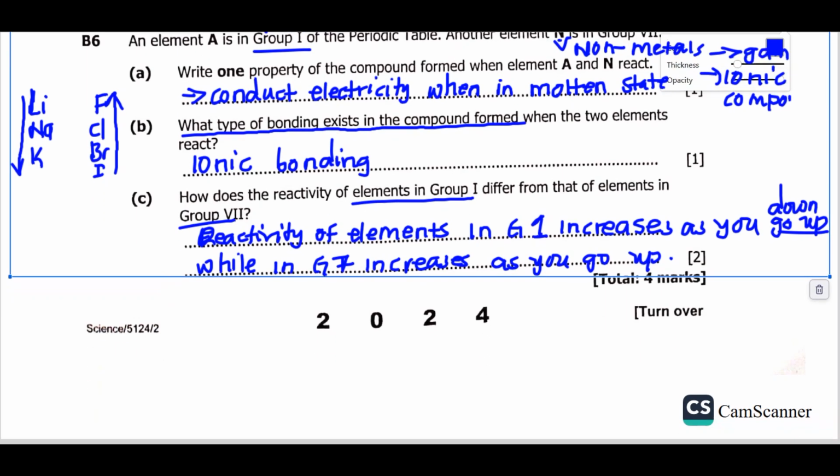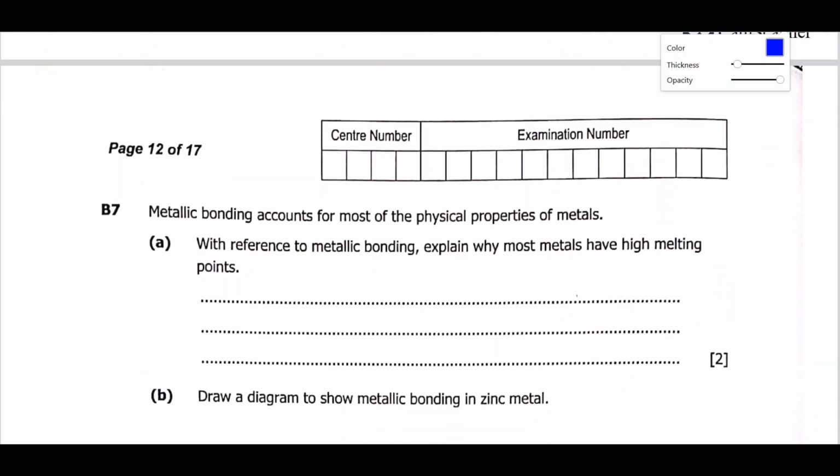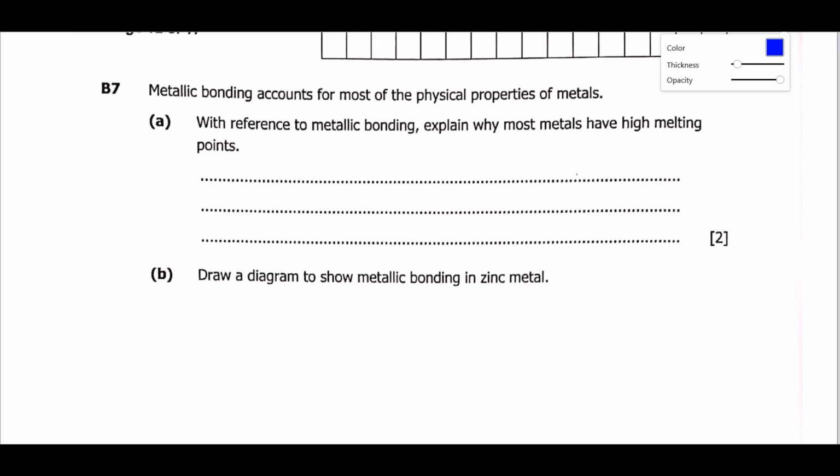We can now go to question number 7. Metallic bonding accounts for most of the physical properties of metals. With reference to metallic bonding, explain why most metals have high melting point. So for a metal to melt, we need to make sure that we break the forces between the positive and the negative. So since the force of attraction between the two opposite charges is strong, thus the high melting point, which simply means we need a lot of energy to break those bonds.